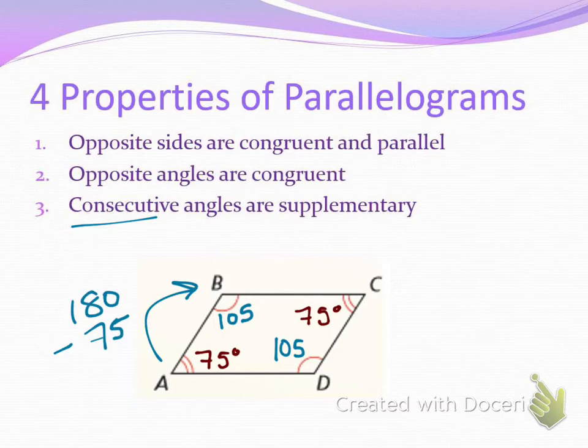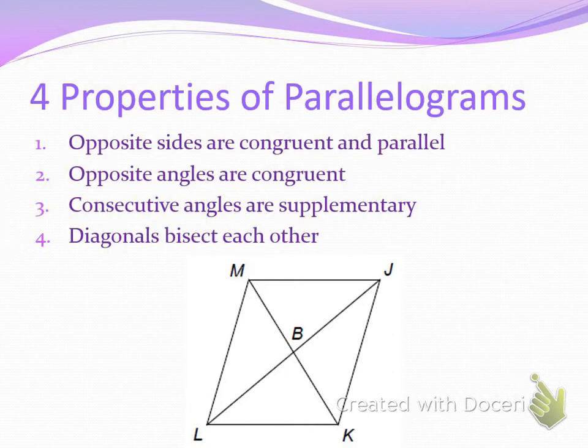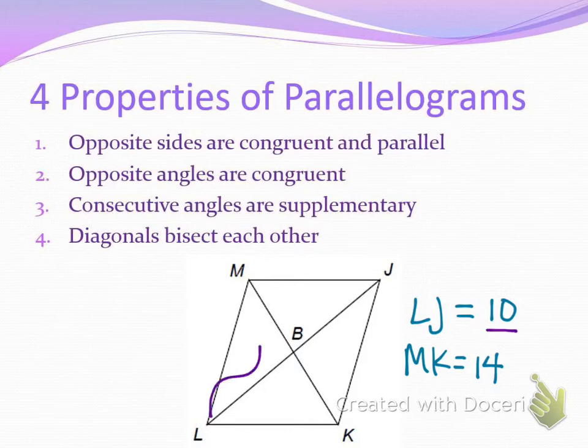And then last, we deal with diagonals. Diagonals bisect each other. So let's say you had this picture and LJ, the length, is 10. You would be able to find the two pieces because these two diagonals cut each other in half. So this piece is congruent to this one, and this piece is congruent to this one because they've been cut in half. So what would the length of BL be?